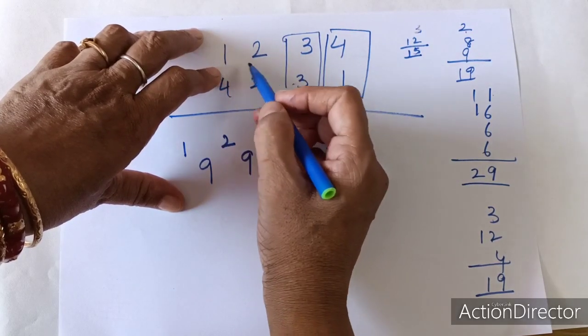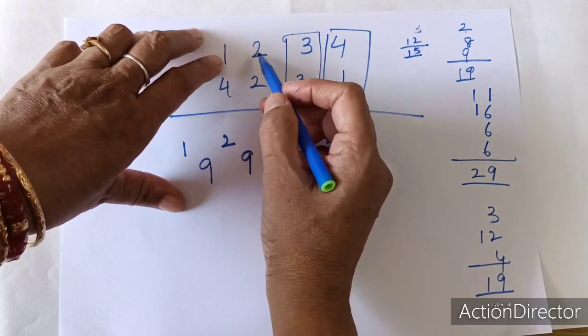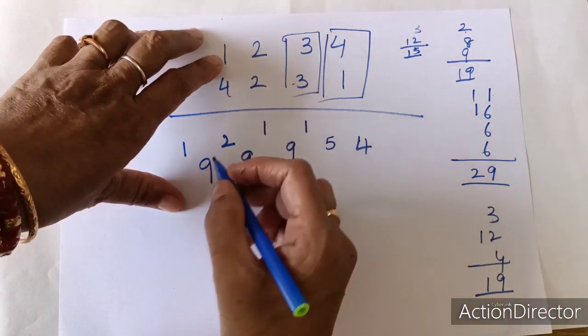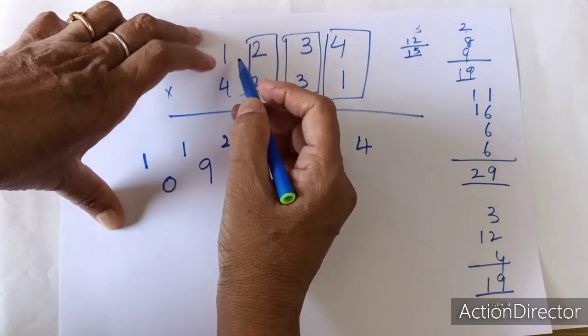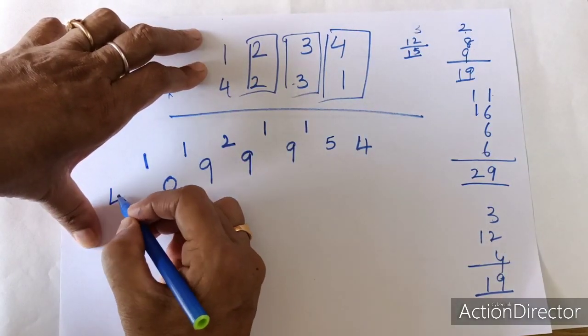Next is 2 by 2 numbers. 1 into 2 is 2. 4 2s are 8. 8 plus 2 is 10. So I will write 0 and 1 carry. So again this is deleted. Now the last one, 4 into 1 is 4.